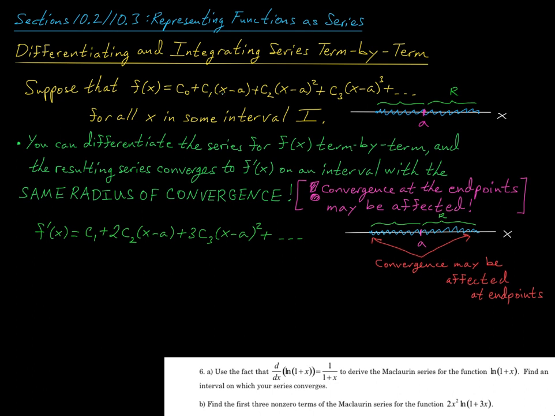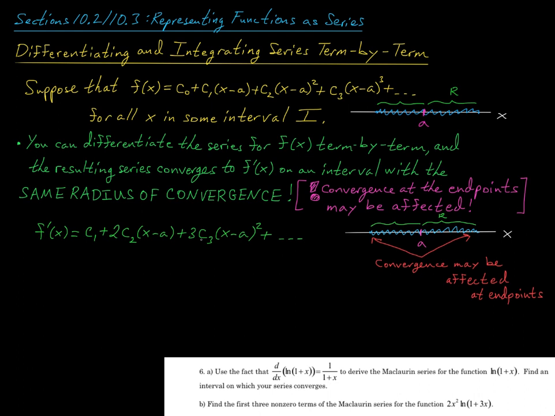The derivative of c1 times x minus a, that's c1 times 1, and so that's just c1. The derivative of c2 times x minus a squared, so we use the power rule here, so this is 2 times c2 times x minus a to the first, and then note that the chain rule factor, which is the derivative of x minus a, is just 1 in this case, so we get 2c2 times x minus a. The derivative of c3 times x minus a cubed, that's 3c3 times x minus a squared, and then we would have a 4c4 times x minus a cubed, so on and so forth.